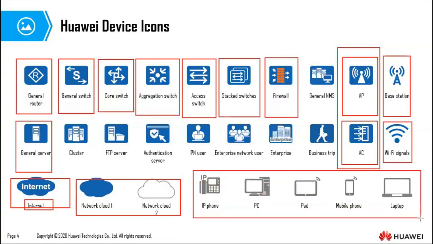Then we have this. These, in a computer network, we call end devices or terminal devices. Reason being, they're the ones that generate or start the network communication. So it can be your smartphone, it can be an office IP phone, it can be your PC, tablet, mobile phone, laptop, etc. So those are some of the icons that you're going to be seeing in these notes and also when doing the lab on eNSP.